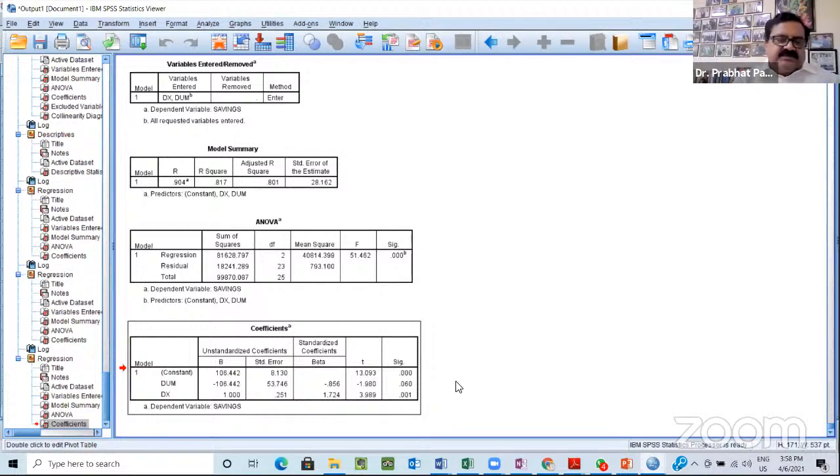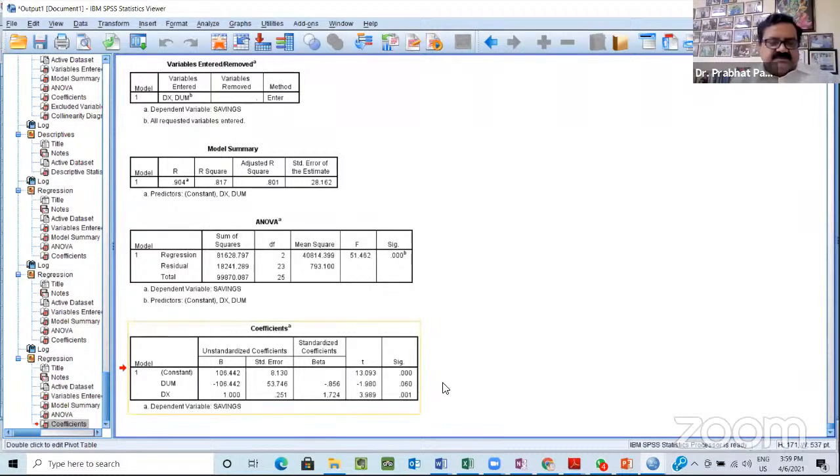So if you remember the equation I showed you, the dummy was for understanding the differential intercept, right? The intercept of the two periods. So if the differential intercept is significant, that means we are rejecting the null hypothesis that the intercepts of the two periods are the same. So when this null hypothesis is rejected, this means the intercepts of the two periods are significantly different.